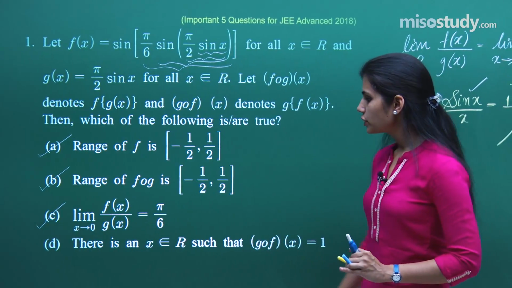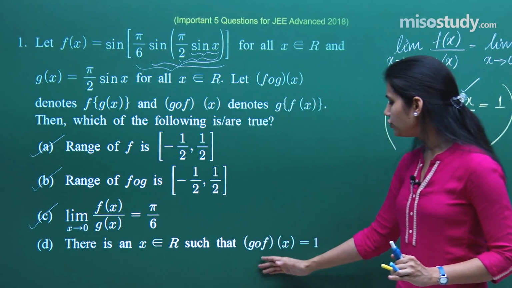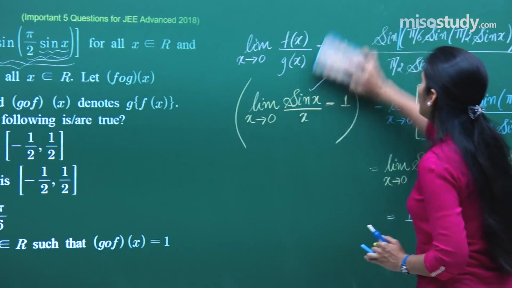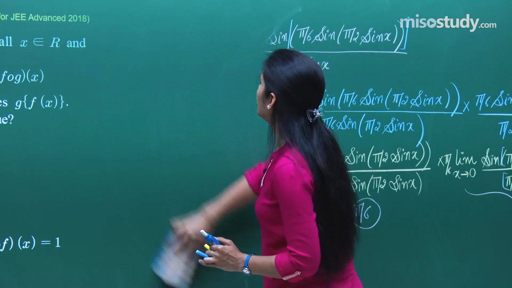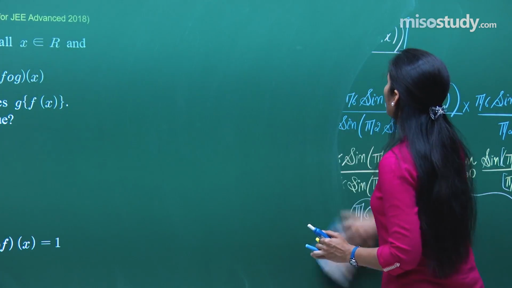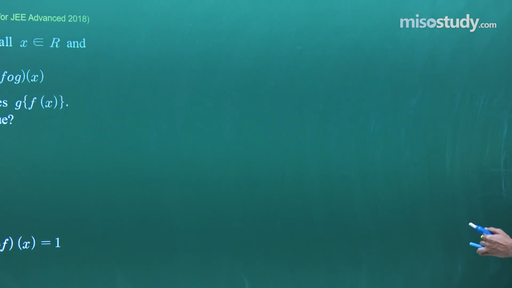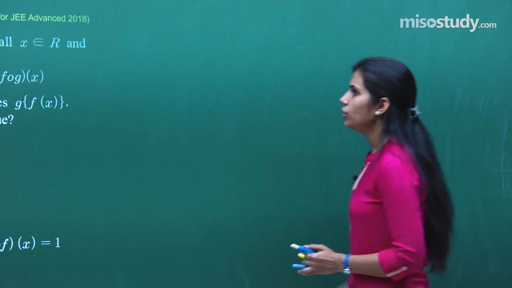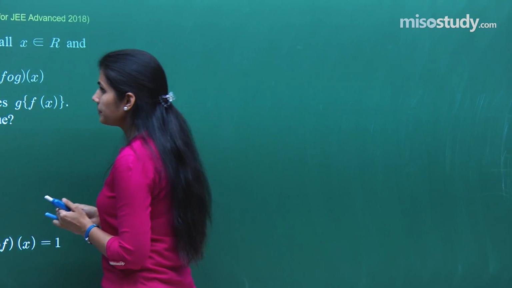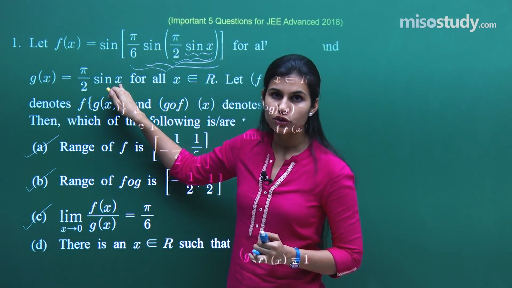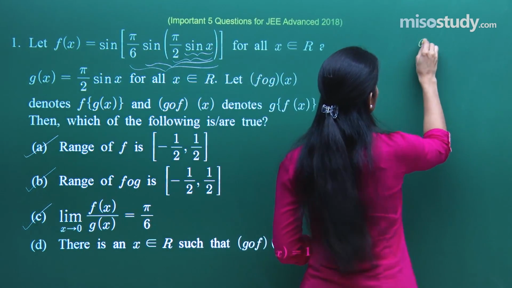Moving on to the fourth option, it says, is there an x such that GOF of x is 1? So we have to verify whether GOF of x is 1 for any x or not. Let's see. GOF of x means in place of x I am going to have f of x in the expression of g of x.